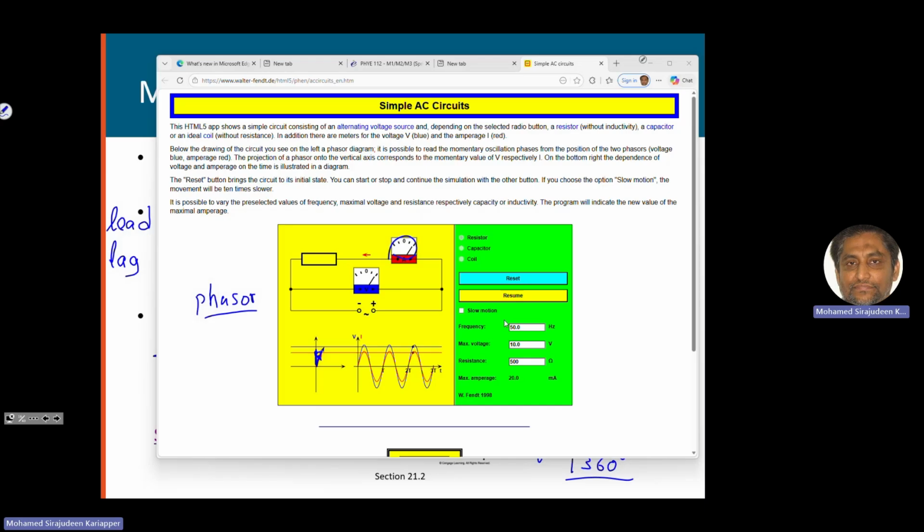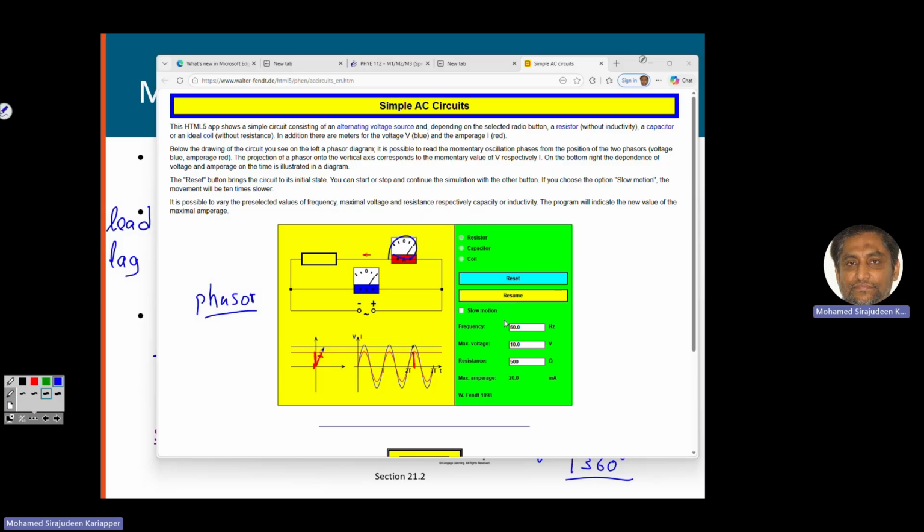So the projection of the arrow onto the y-axis will be the instantaneous value of that phasor. So here, the current is this much. And what about the voltage? It's better I choose the color correctly. So let me use red for the current. Red is for current, yes. The projection of this onto the y-axis, because of sine theta, gives you the current at that particular time. So where is this guy? Here.